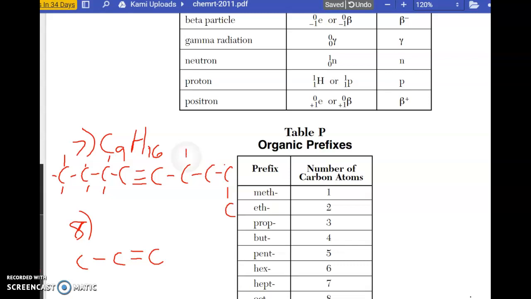And then here you could have 2 more. Here you could have 2 more. This guy you could have 2 more. And then this guy 3 more.